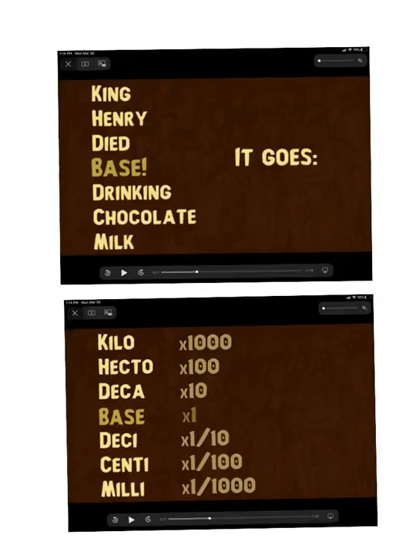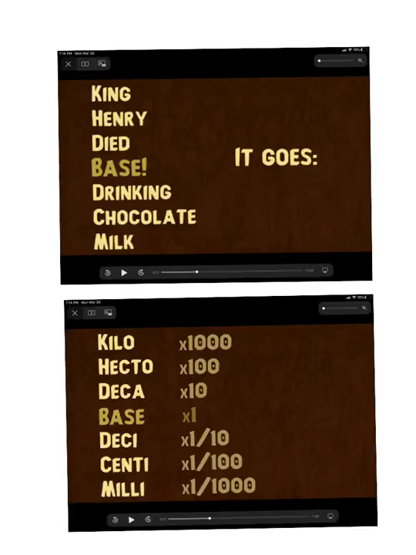All right, guys, so let's review metric measurement, and we are going to get into metric mass. Our mnemonic device to help us remember the order for metric measurement is King Henry died by drinking chocolate milk, or King Henry died base drinking chocolate milk.